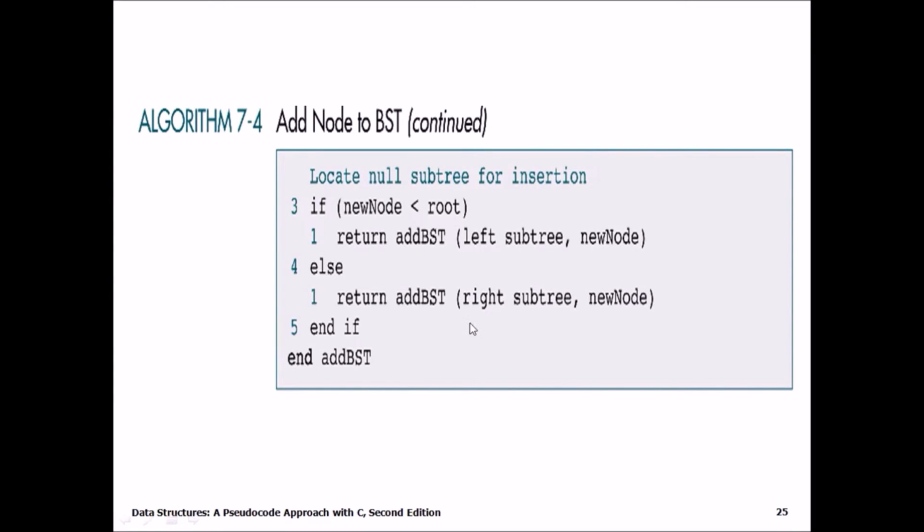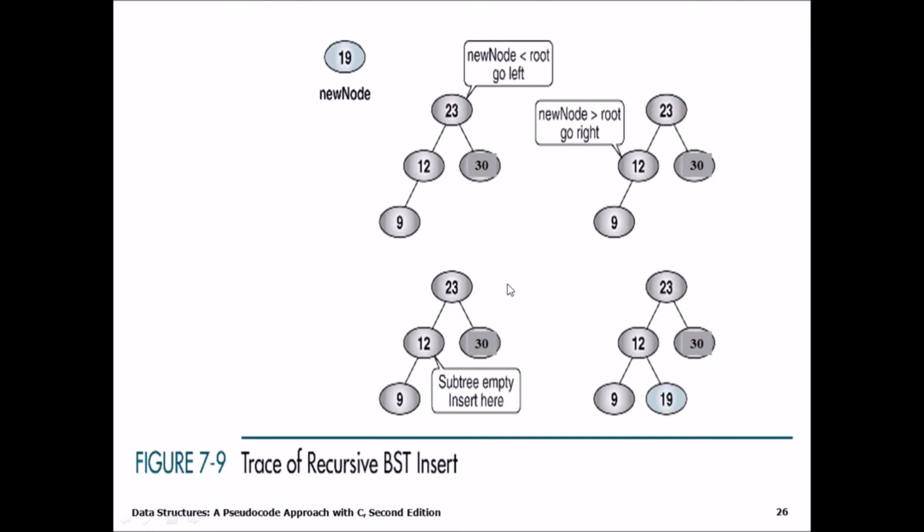If this condition is not met, then we go to the right subtree and put the new node. Okay, this is 19, a new node. Now this new node is less than the root. Where do we have to go? Certainly we have to go to the left.